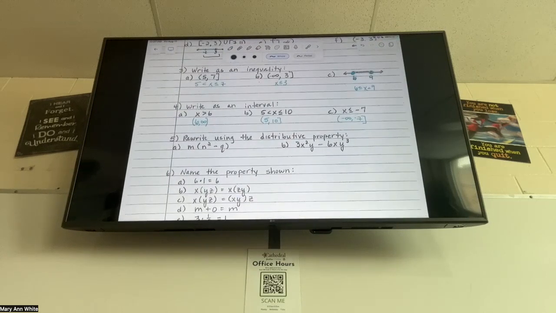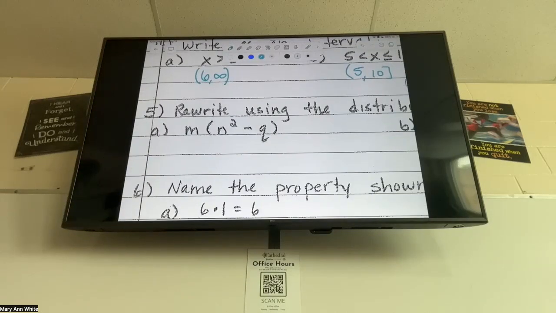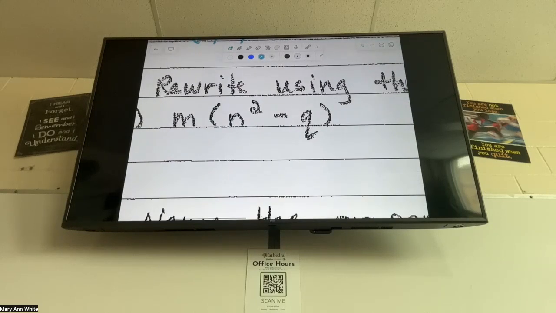It says rewrite using the distributive property. The distributive property is a property you guys have probably used without thinking about it since the 8th grade. You guys distribute all the time. So when I distribute, in this case, all I'm doing is just multiplying that m to everything inside. I'm just reminding you that we know in algebra, if you have that number on the outside, you cannot just give it to n squared, you also have to give it to that negative q. So if I'm doing the distributive property, I'm going to have m times n squared minus m times q.